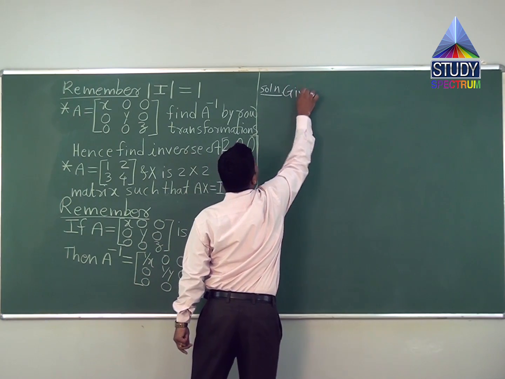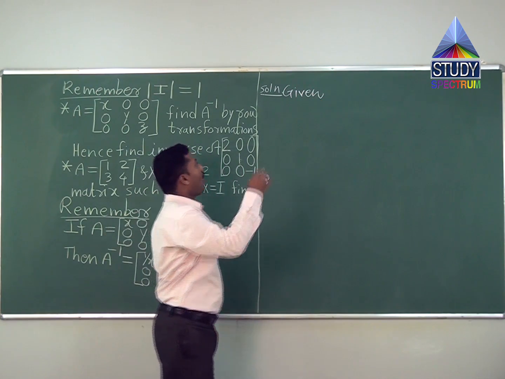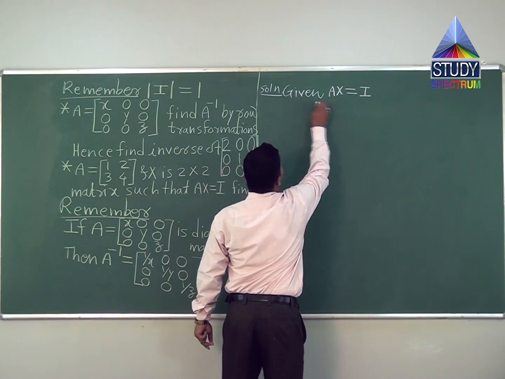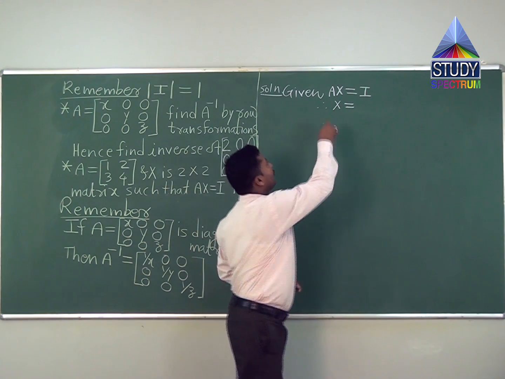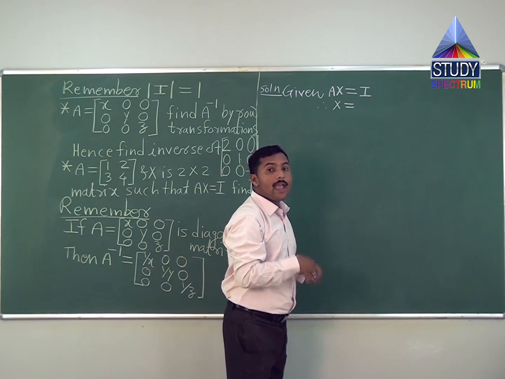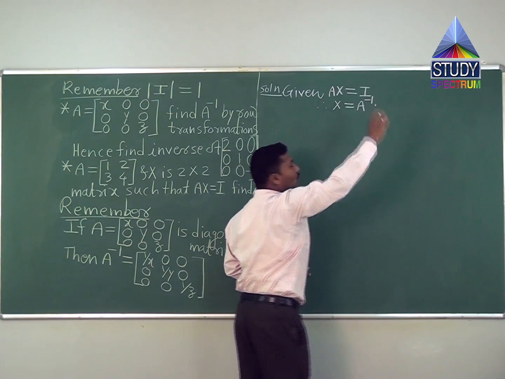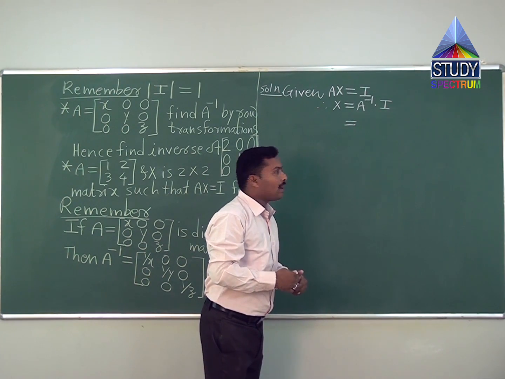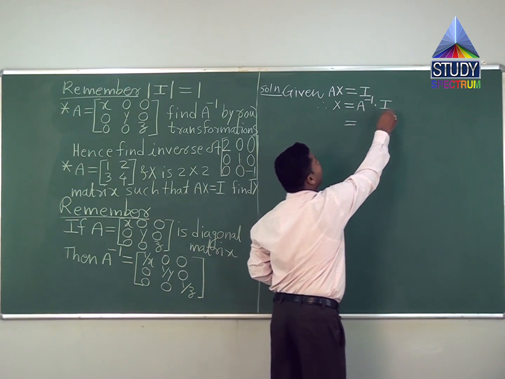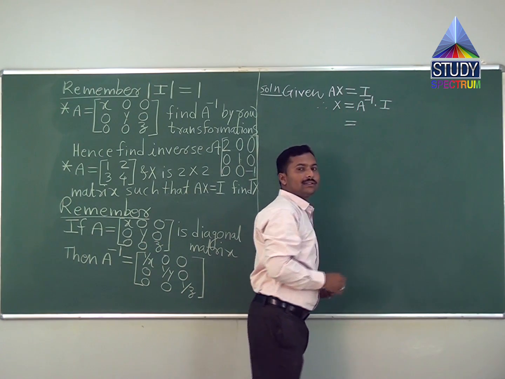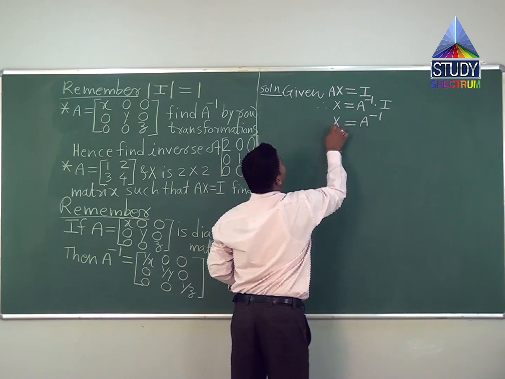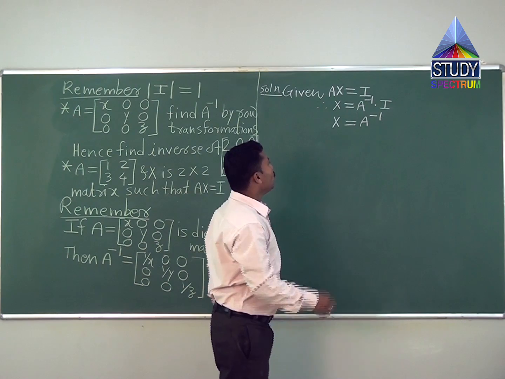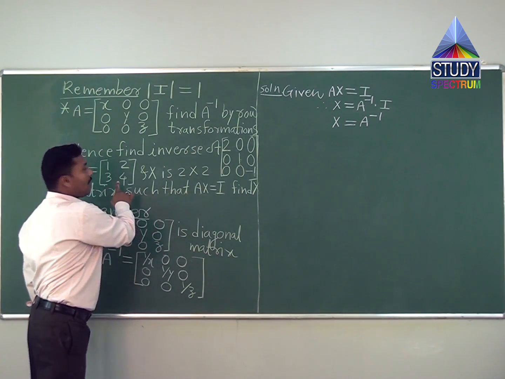Given A into X equals I, therefore X equals what? This A goes to the right hand side and becomes A inverse into the identity matrix I. But I consider the identity matrix as 1, since identity or unit means 1. So 1 into A inverse is A inverse. So capital X equals A inverse. To find X, we want to find A inverse of this given matrix A.